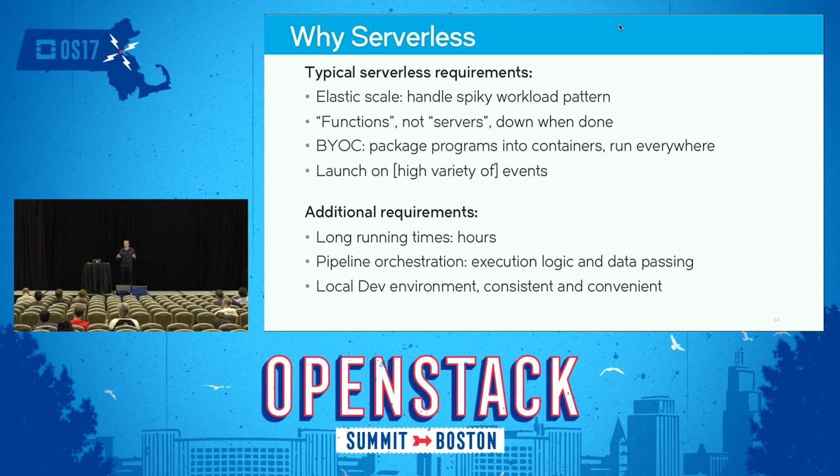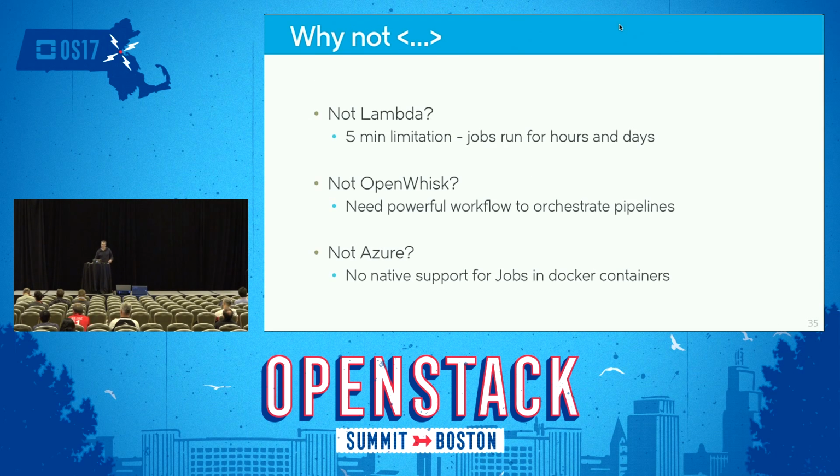Then there is a need to package these programs written by the scientists in different places and run that on a variety of events. There are also additional requirements there: long running times, pipeline orchestration. It is difficult to put all these things together, and they also wanted to have local development. So therefore, Lambda, we cannot run too long with that. OpenWhisk began to have sequential workflows, but the workflow power is not sufficient to do the pipeline. Azure, actually, comes the closest, but Docker container support as a function is not there.